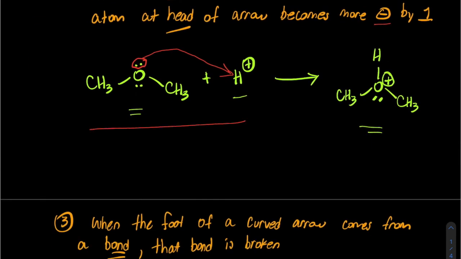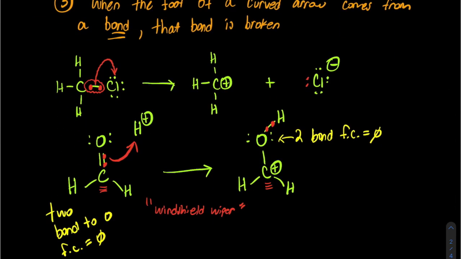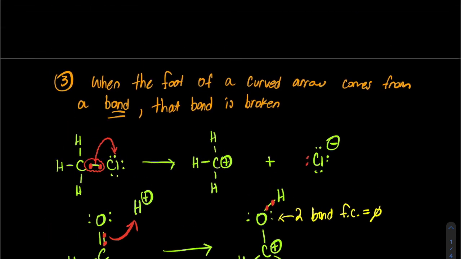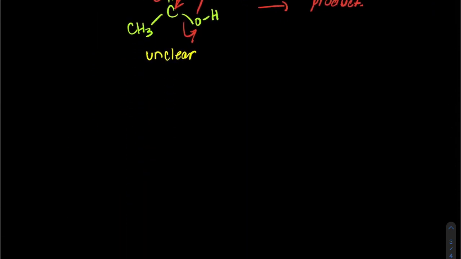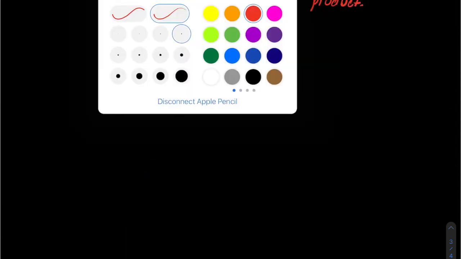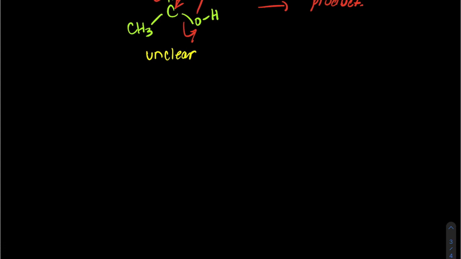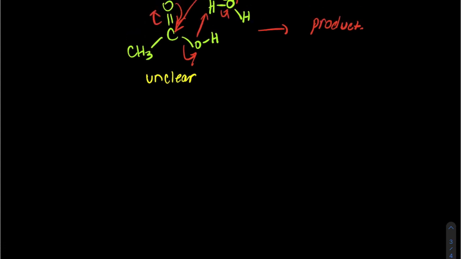Sometimes it's easy to figure out, and sometimes it's part of a pi bond, so it's a little bit more tricky to figure out, well, what is the foot of the arrow? Is it the carbon or the oxygen? Okay, and so you have to be careful about that. Number 3, when the foot of a curved arrow comes from a bond, that bond is broken. Okay? I did forget to, well, I think that's it. Yeah, I've summarized everything there, okay? So that is the review or the introduction of curved arrows.